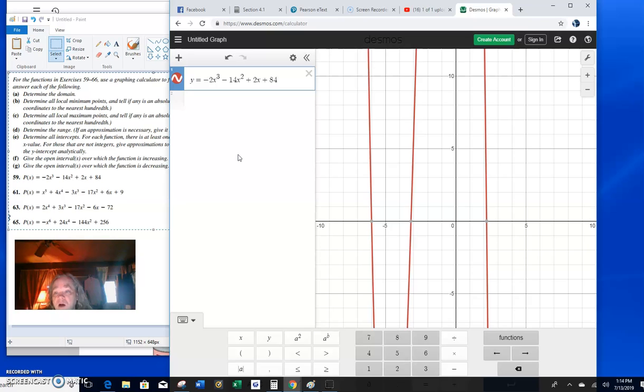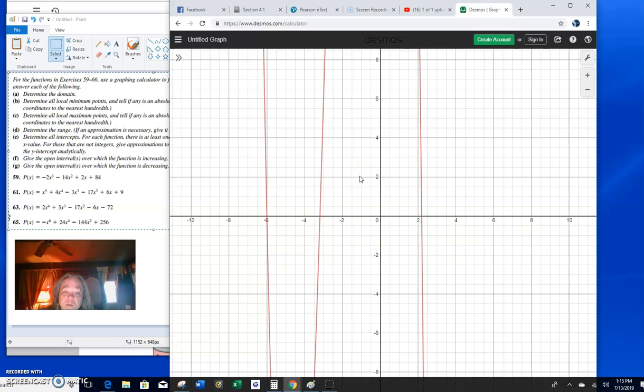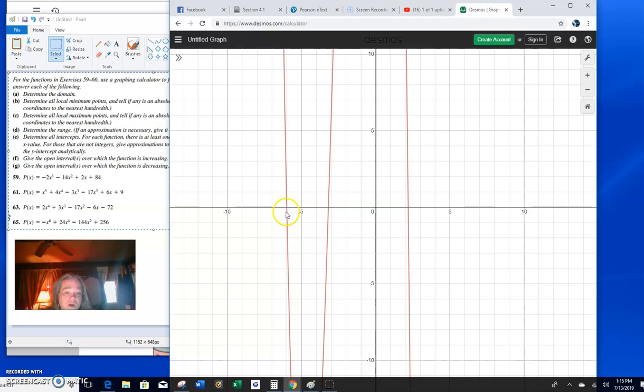intercepts, all local or relative minimum points or maximum points. So I've already typed in number 59, and Desmos has a handy keyboard that you can use to type in higher degrees. So let me minimize this list. And you may have to zoom out quite a bit. You can already see where the intercepts are. The x-intercepts, I should say.